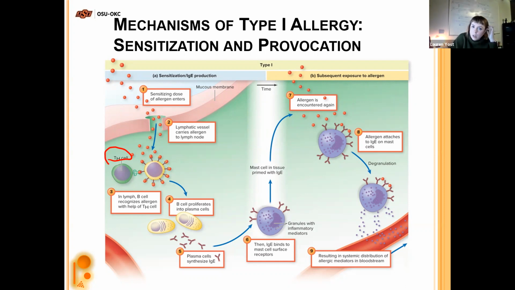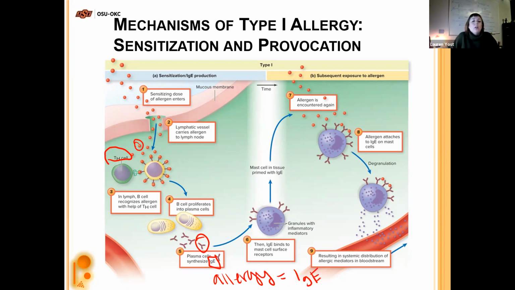The helper T cell is going to activate the B cell and trigger it to respond to whatever this allergen is. Then it's going to produce antibodies against that allergen. This is typically going to be IgE when an allergic reaction is going on. With allergies, you're going to produce IgE. It's a type of antibody, like a class of antibody.